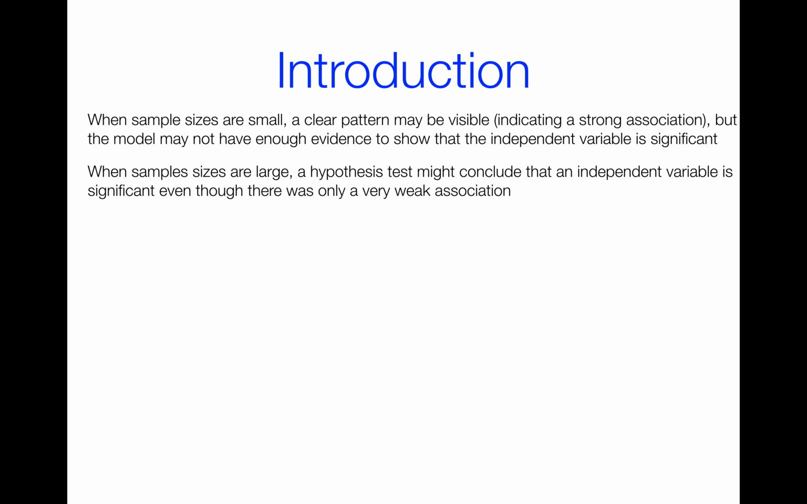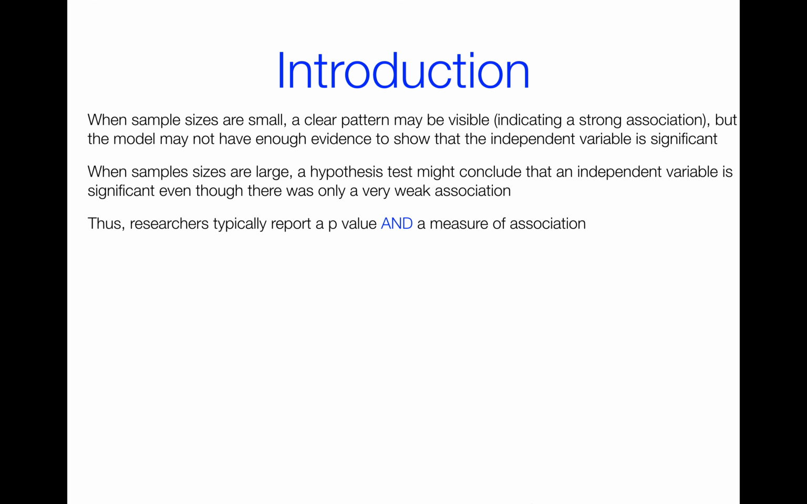On the other hand, when your sample size is really large, you might not see an association, but your hypothesis test might find one. So that's why researchers typically report the results of the hypothesis test, like a p-value, and a measure of association, like r-squared.